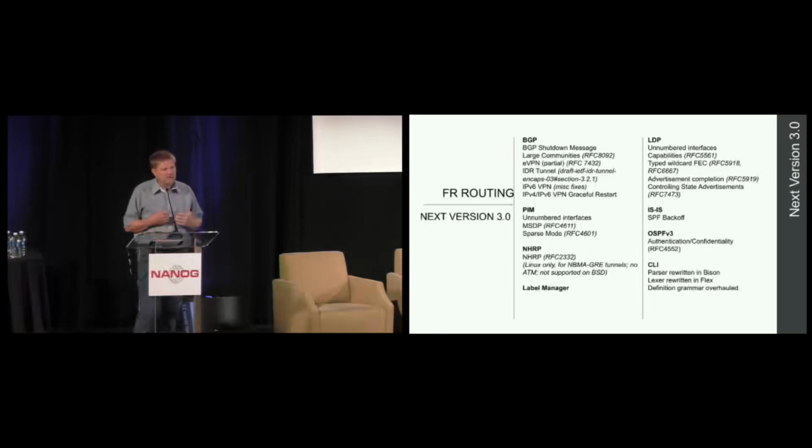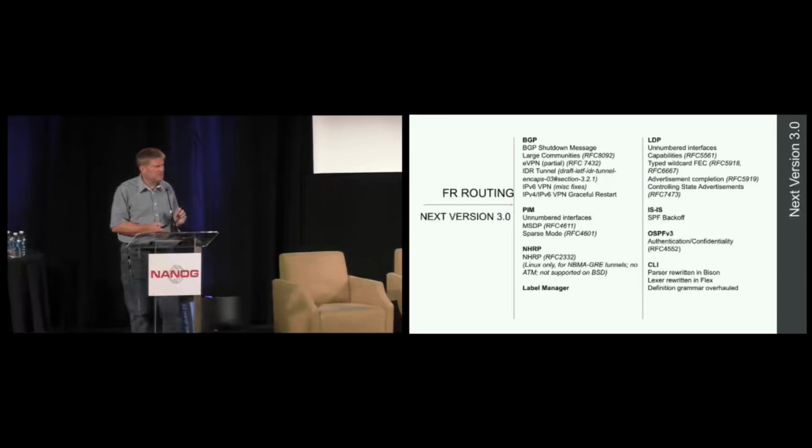Okay, free-range routing version 3, next version 3.0, which we're actually in discussion on when 3.0 gets released and what is included in 3.0, but here's a lot more stuff in that. Large communities, EVPN partial. There's a lot of EVPN work going on right now in BGP. Like I said before, ISIS is pretty much being rebuilt. Currently, the SPF backup stuff is being added. Authentication is being added to OSPFv3. There's a whole parser rewrite going on. There's actually an entire API rewrite going on between Zebra and the routing protocols. So there's an awful lot going on right now in free-range routing.